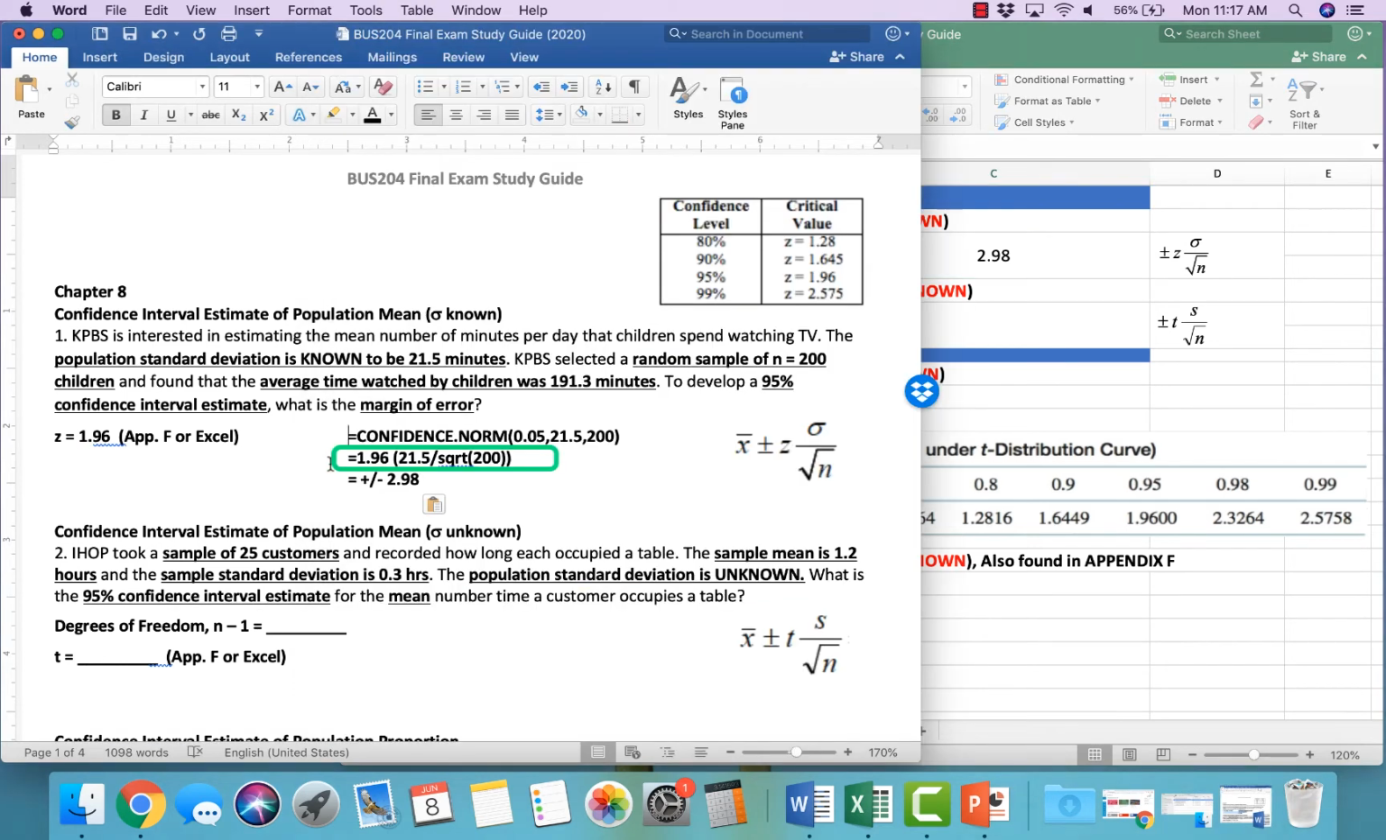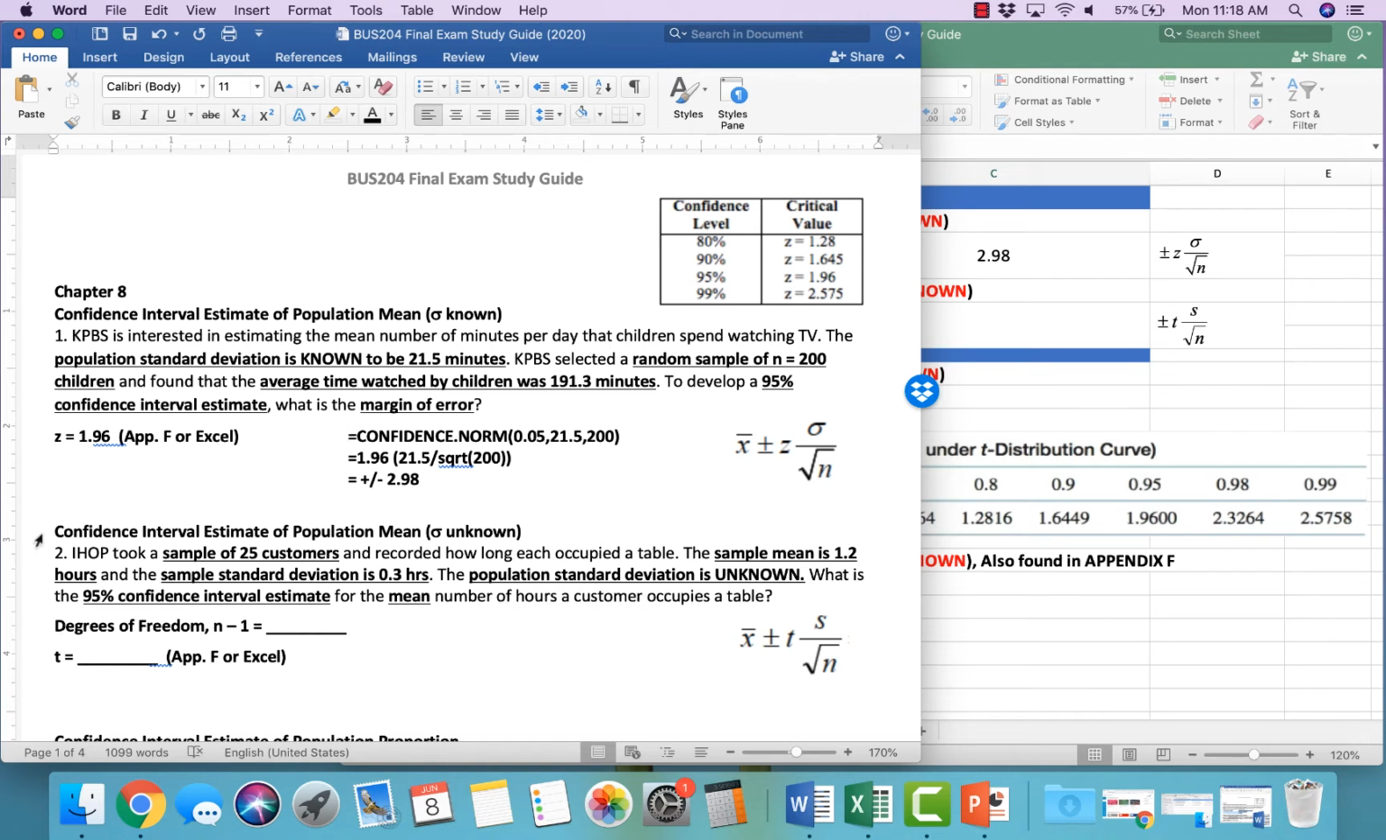So if you'd rather use a calculator, all we would do is enter our variables into this side of the formula. So my Z value of 1.96 times our standard deviation of 21.5 divided by the square root of the 200 children. And that will give us the same answer as Excel, which is the 2.98. And of course, there's the plus or minus in front of it since it is a margin of error.